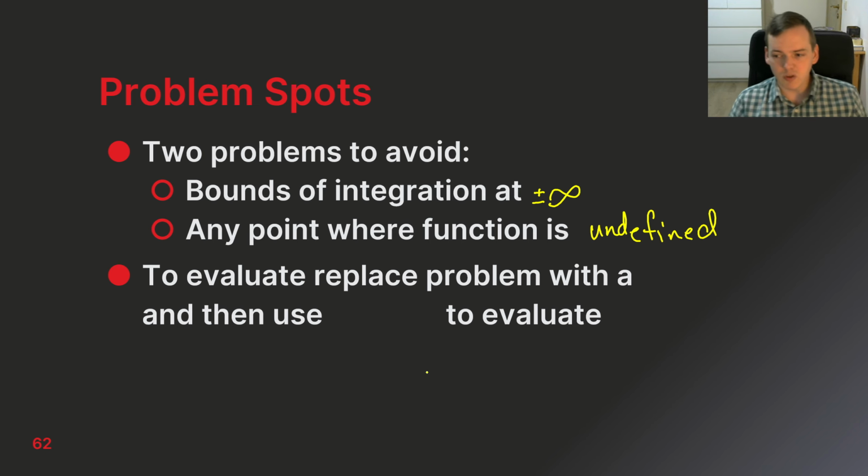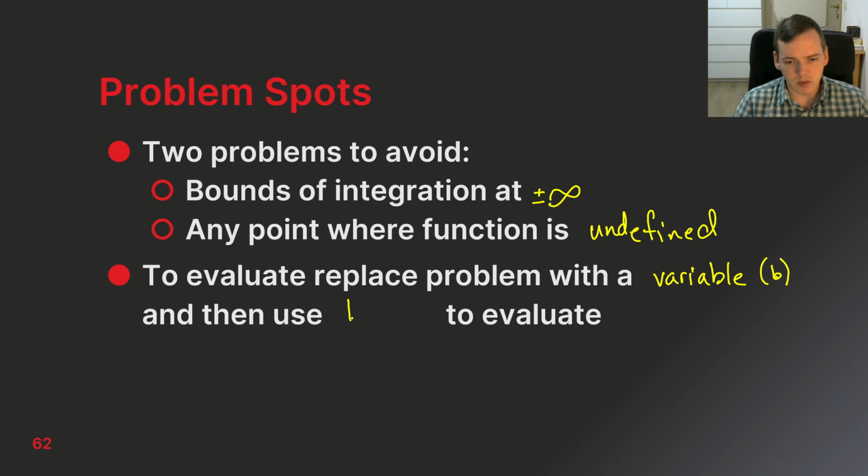What we end up doing to deal with this is to be clever. We replace the problem with a variable. Most commonly we'll see the lowercase b, but it doesn't always have to be. And then use limits to evaluate. So let's look at a couple examples of this.